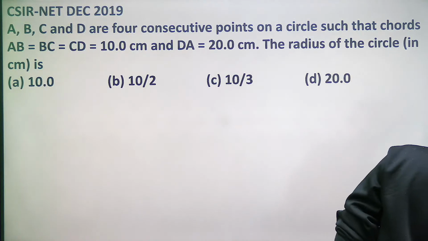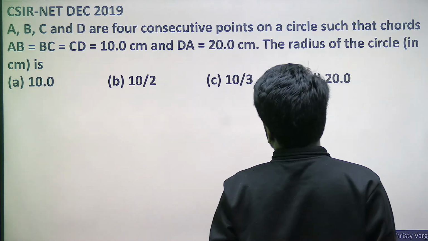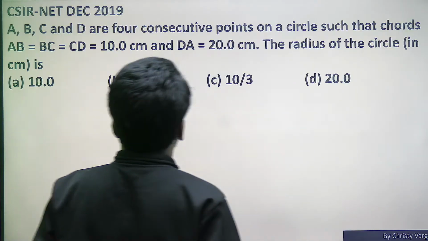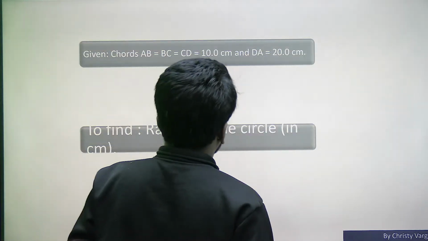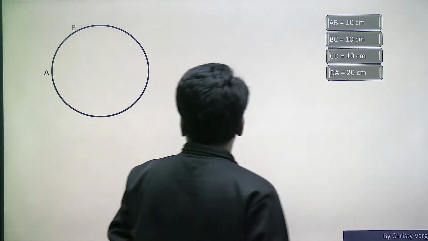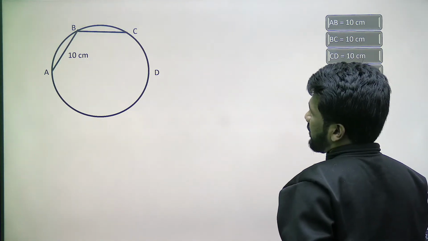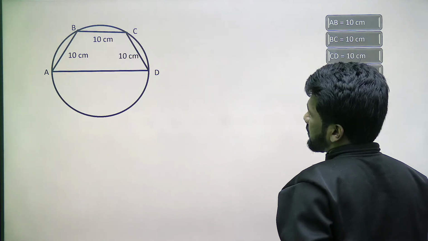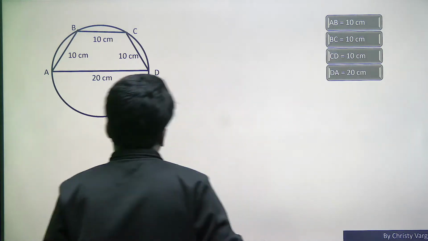So A, B, C, D are 4 consecutive points on a circle such that the chords AB equal to BC equal to CD, BC equal to CD equal to 10 centimeter and DA equal to 20 centimeter. So if you draw the picture, it is super easy actually. If this is a circle, A, B, C, D, if you consider like this, and if you draw like this is 20. Now this is actually somewhat similar to previous question.